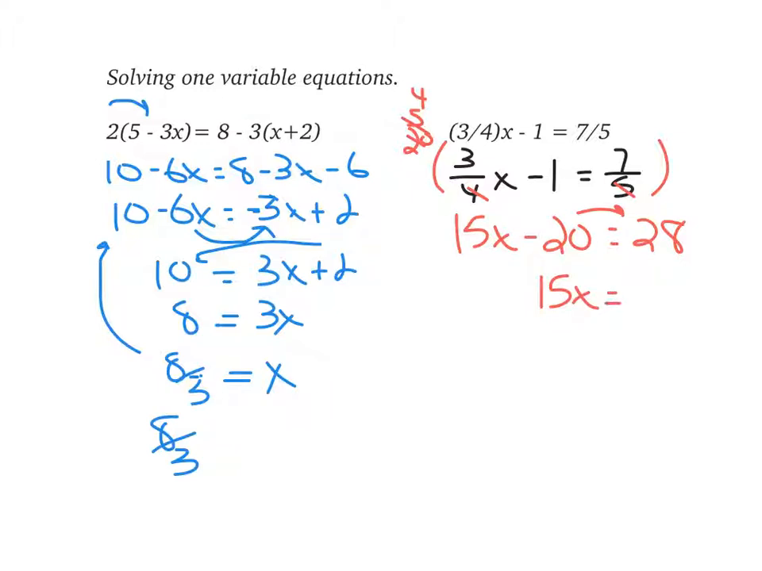So to finish up, I'm moving the 20 over. I get 15x is 48. Divide both sides by 15, I get 48 over 15. Now, all I want to do is put that in lowest terms. Do we want to leave it improper? Just reduce it. 3 goes into both of those. 3 goes into 48 16 times. It goes into 15 5 times. And there it is.